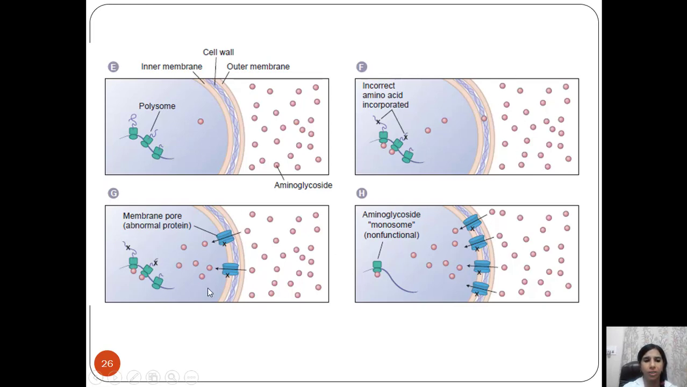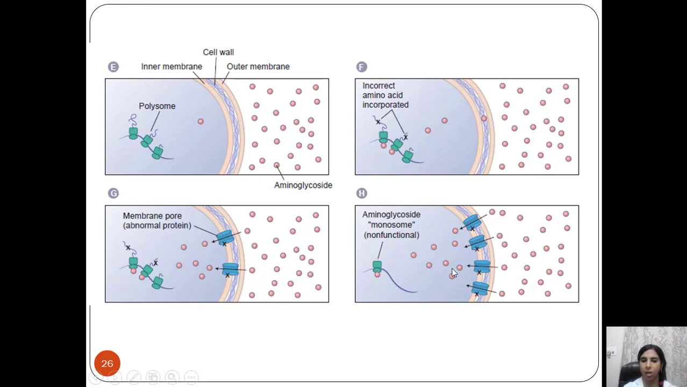So if you see the G picture, there is a formation of abnormal protein which has happened because of its effect on the protein synthesis assembly, and these abnormal proteins are going to lodge themselves in the cytoplasmic membrane or disturb the integrity of the cytoplasmic membrane, and that is going to invite more and more aminoglycoside molecules to reach inside. More and more aminoglycoside molecules reaching inside means they are going to inhibit the bacterial protein synthesis, and that is what ultimately results in.